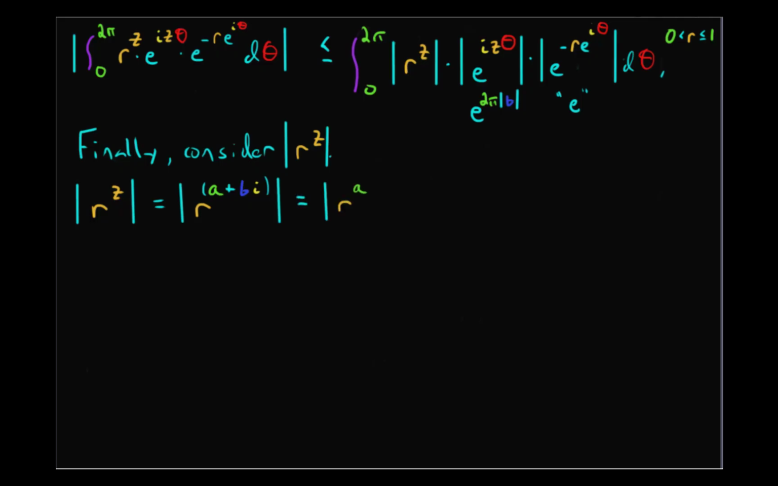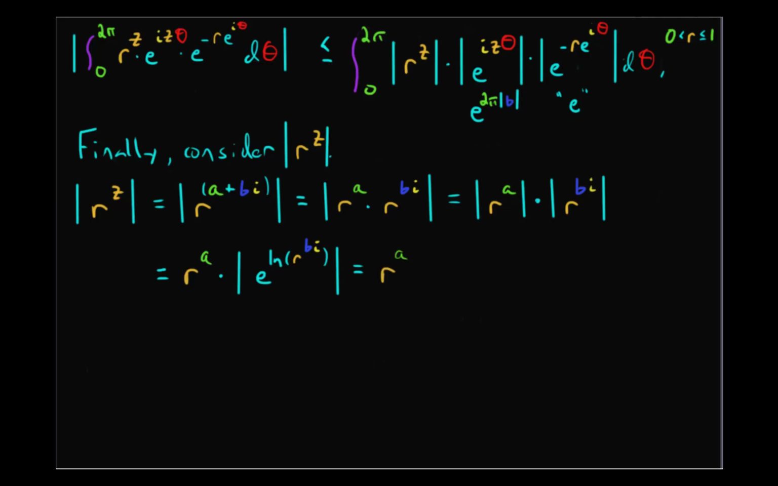And that will equal the modulus of r to the a times r to the bi, which equals the modulus of r to the a times the modulus of r to the bi. Now, since r is a positive number, I can take away those absolute value signs and just rewrite this expression as r to the a times the modulus of r to the b times i, but I'm going to write r to the bi a little bit cleverly. I'm going to rewrite it as e to the log of r to the bi, and you'll see why I'm doing that in the next step.